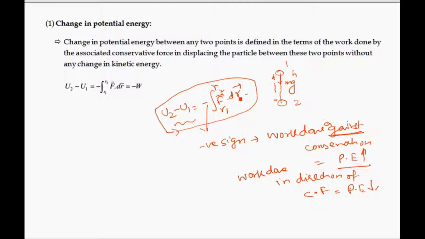Like if the body moves in the downward direction, in the direction of mg, then the work done by mg will be positive, and correspondingly the potential energy decreases, and the potential energy at point 2 will be less than the potential energy at point 1. So it must be clear to you why this negative sign comes.